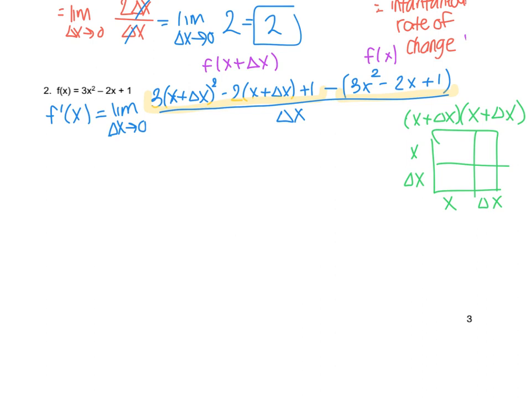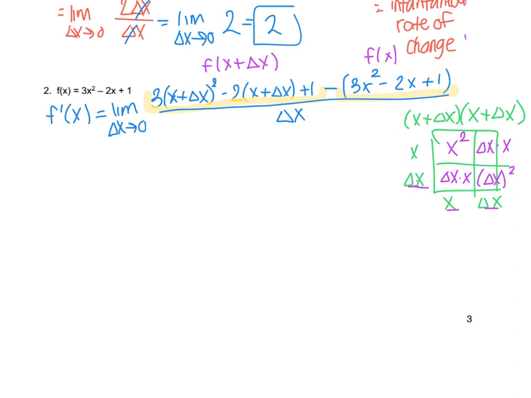So let's think about what we would have here. We would have x squared. Then we would have delta x times x. And then in the top right, we would have x times delta x, which is still just delta x times x, so 2 of those, plus delta x squared, so delta x times delta x.